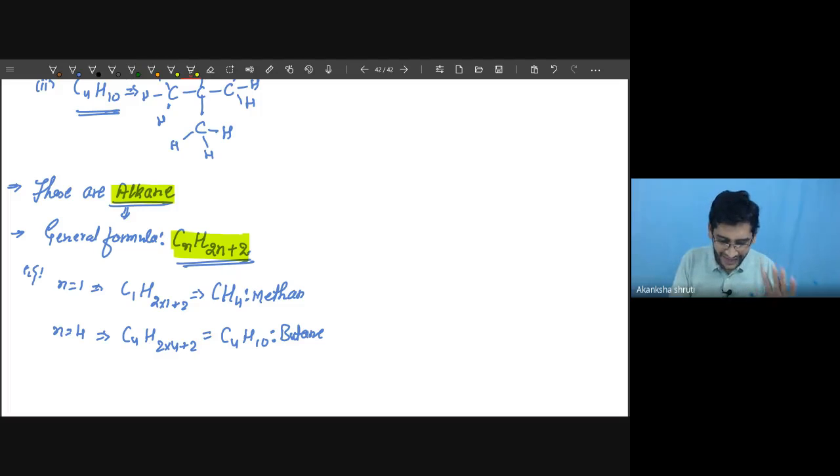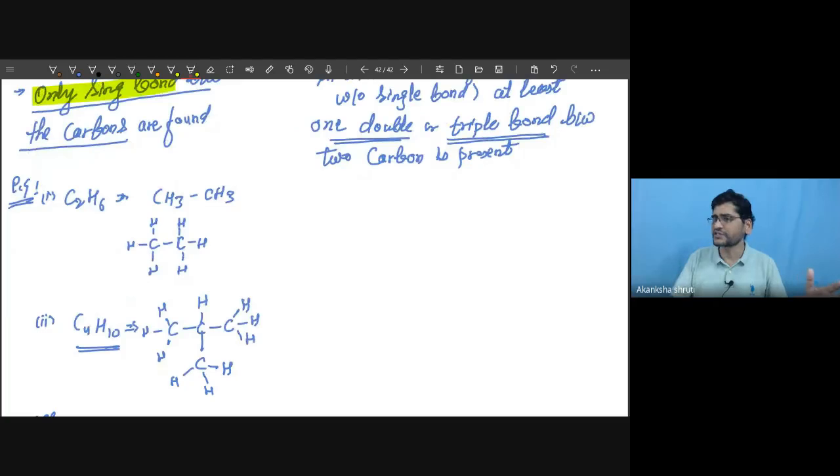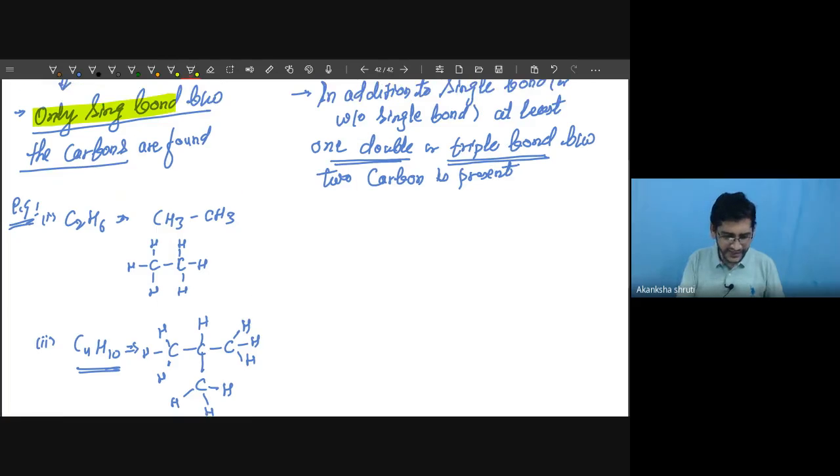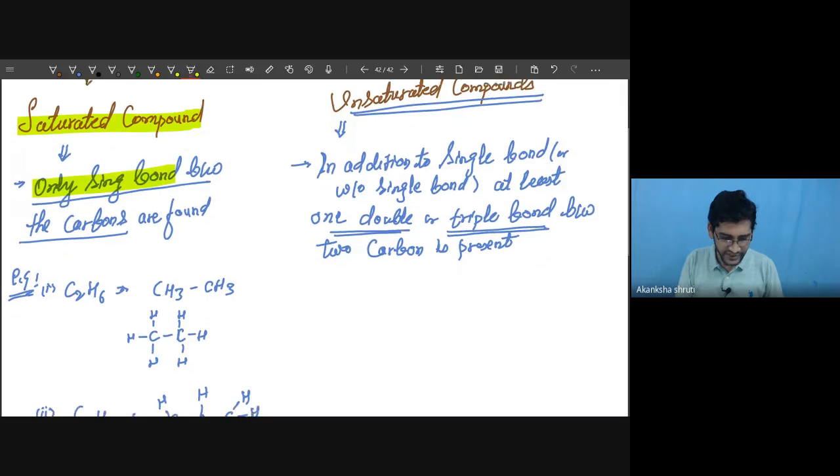When I talk about alkane, it means the group of compounds following the formula CnH2n plus 2 and containing carbon-carbon single bonds only. For drawing the structure, I need to draw single bonds between the carbons, and all the valency of any carbon shall be filled with hydrogen. It is that simple. After understanding saturated and unsaturated hydrocarbons and their formulas, the structural formula can be predicted very easily. So this is the first category, called saturated.